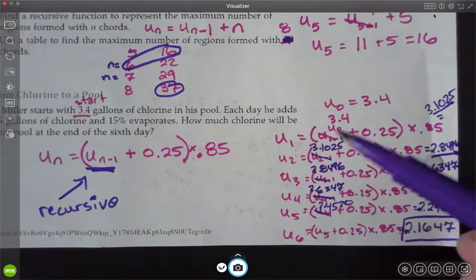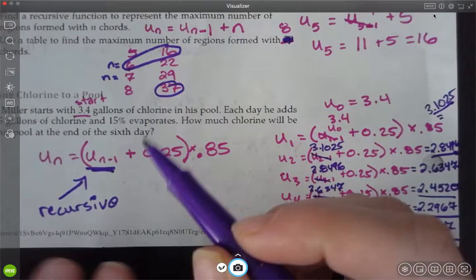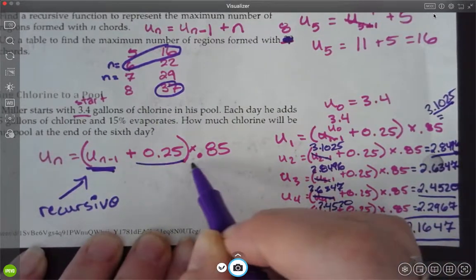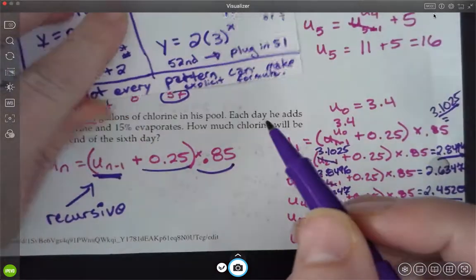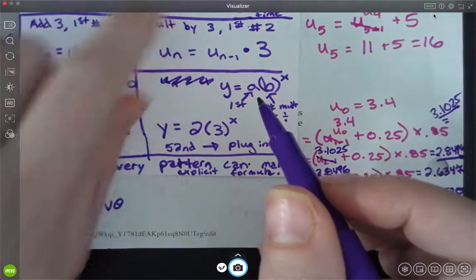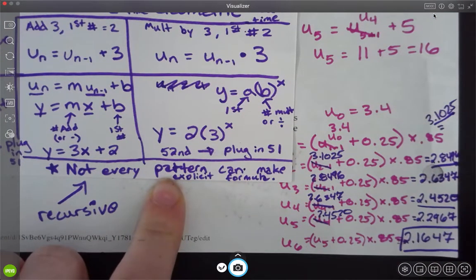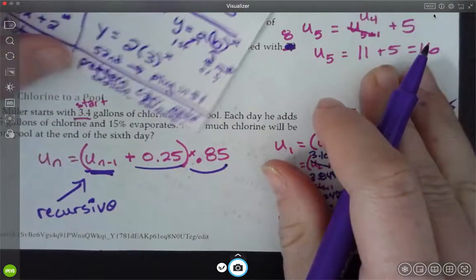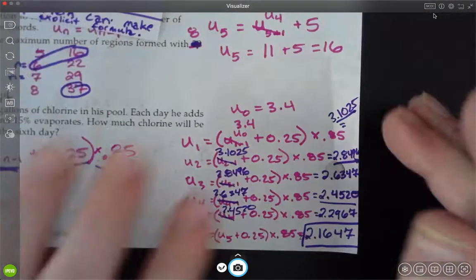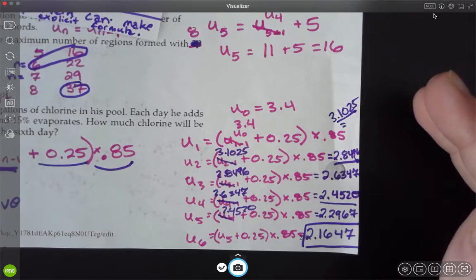Since it incorporates both adding and multiplying at the same time, it is both an arithmetic and a geometric. It incorporates both of them in there. We probably can't make an explicit formula for it, because if it incorporates both of them, it's a little bit more complicated, and you can't make an explicit formula. So we are only left with this recursive, and we have to do this process, just because the equation is so loaded.